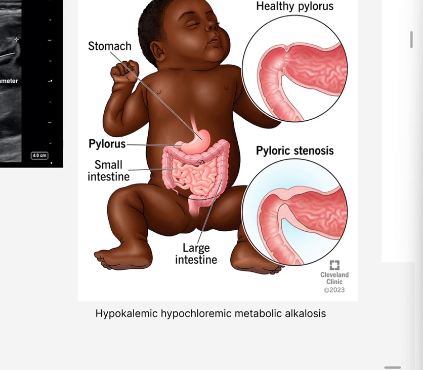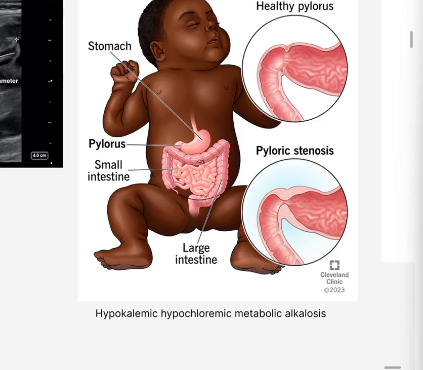So why do the kidneys fail to correct alkalosis? The kidneys prioritize volume over pH, right? So for the kidneys, volume is more important than the pH. So it sacrifices hydrogen ions and potassium to save the sodium and water. This is why alkalosis persists. So that explains why the alkalosis persists, right?